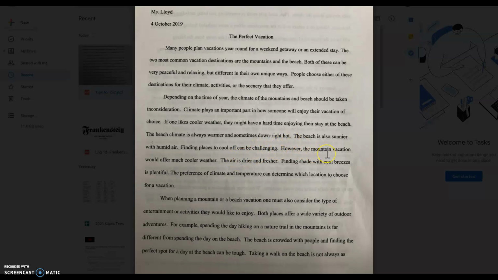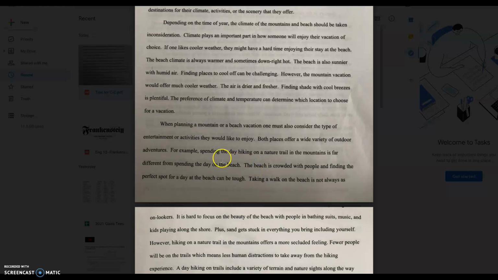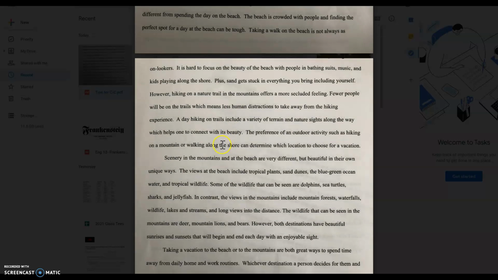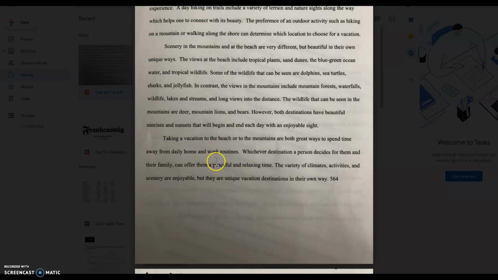And then he launches into the mountain vacation, and he talks about its drier and fresher air. Finding shade is easy. It sounds like he is favoring one of these destinations over the other, and so you want to make sure that you avoid being biased. You want to eliminate that from this comparison contrast.